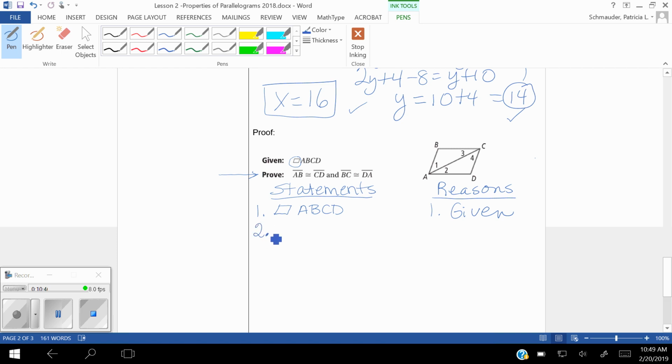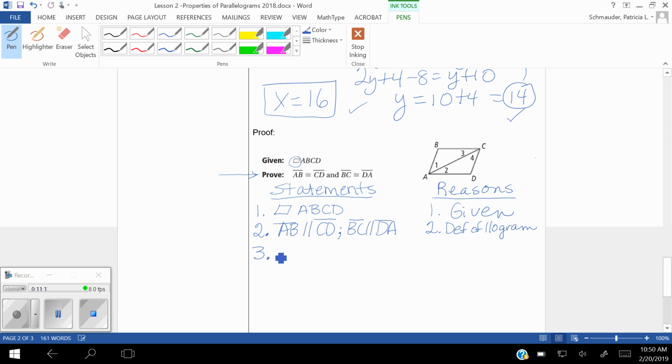So we can't use that theorem because that's what we're proving. So let's see what we know here. I know that AB is parallel to CD, and I also know that the other set of opposite sides, BC, is parallel to, I'm going to call it DA because that's what they called it up there. And how do I know that? Because that's the definition of parallelogram. Opposite sides are parallel.